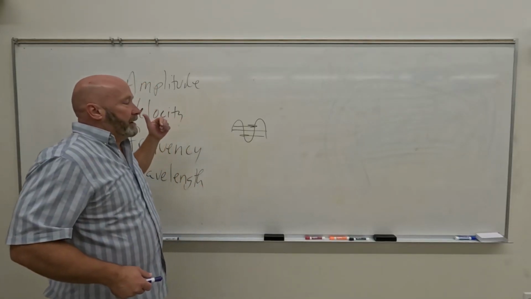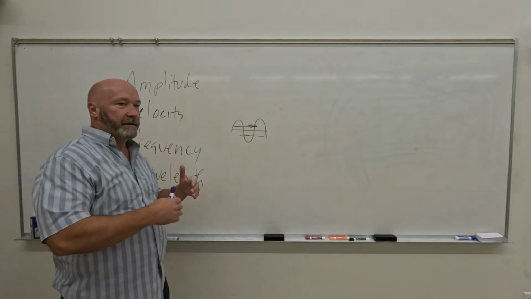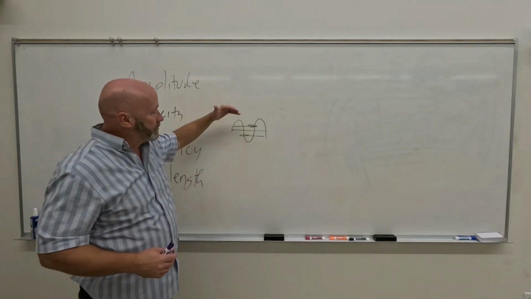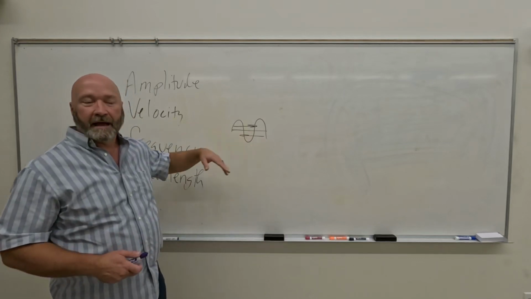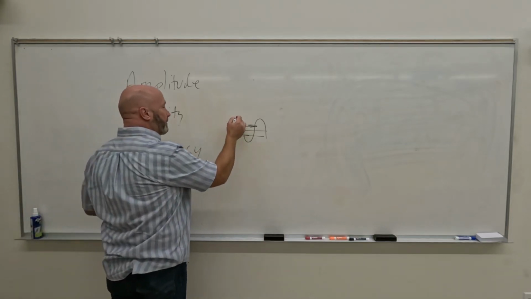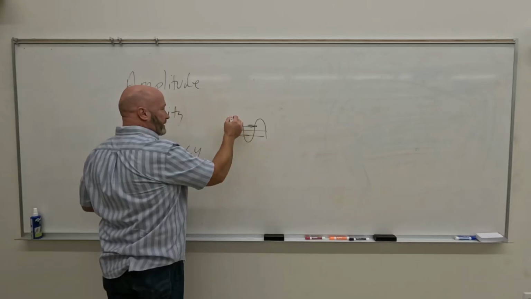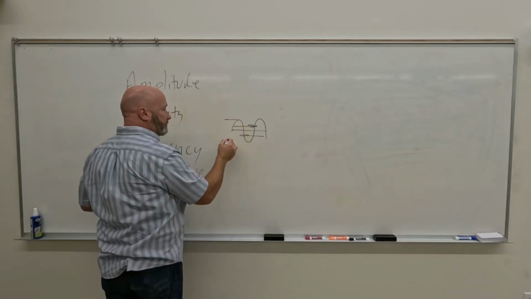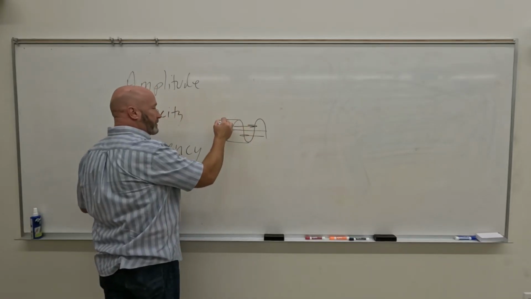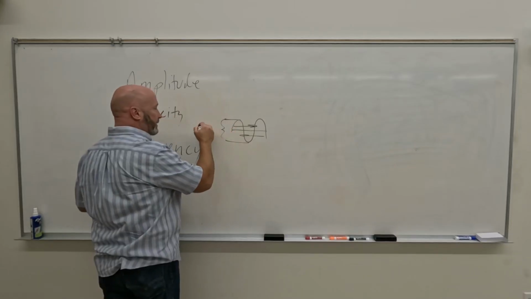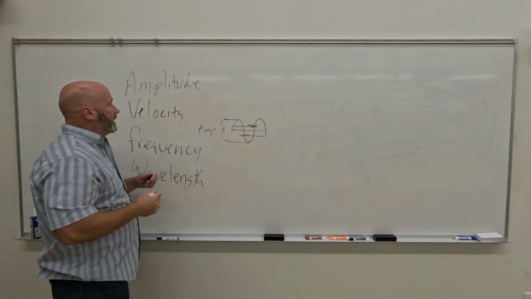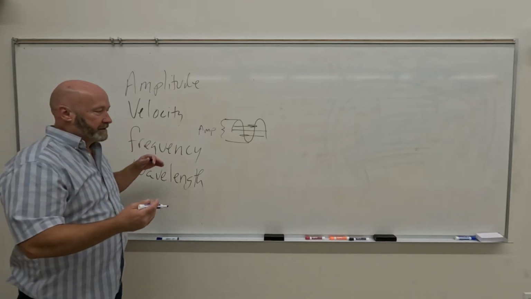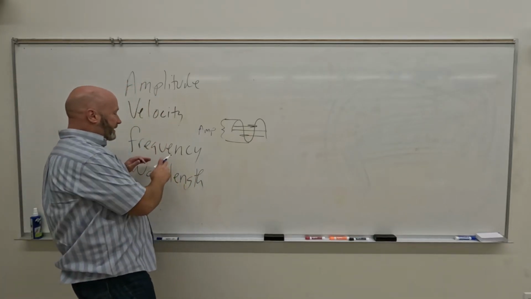With electromagnetic radiation, it's the intensity. It's most intense here, it's least intense down there. The amplitude is measured from halfway between both peak and valley. So your amplitude is measured here. So the velocity, it's always the same. We'll get back to that in a second.